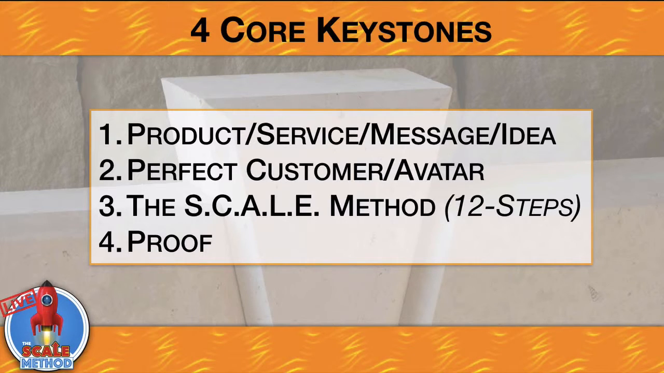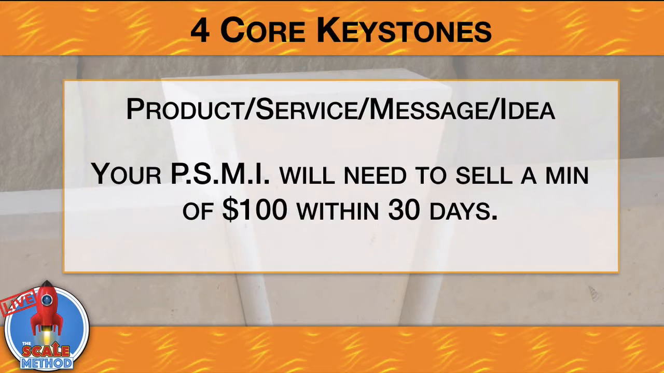Now, this is going to work as long as you have 4 core keystones. You're going to have a product, service, message, or idea that you can monetize. We'll talk about that in a minute. You must know who your perfect customer and avatar is. And we actually help you do that through the SCALE method, those 12 critical steps. And remember, proof. How do we know it all works? Well, we want to prove it out. We want to make sure that it's right, it's profitable, so we can scale it.